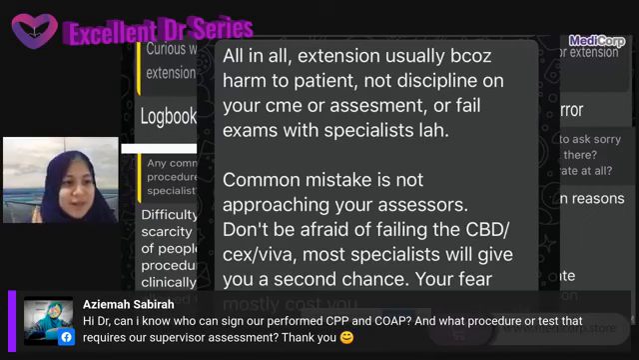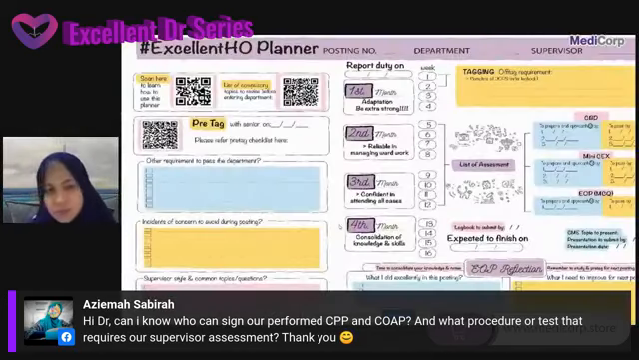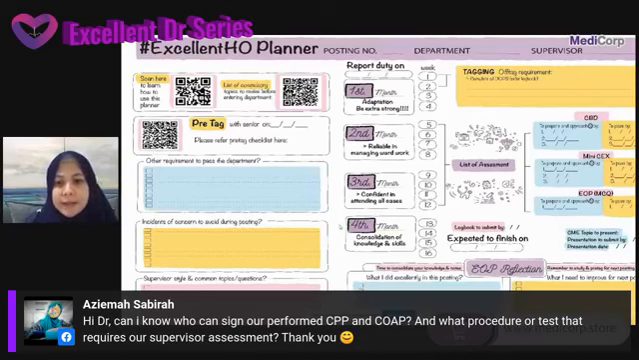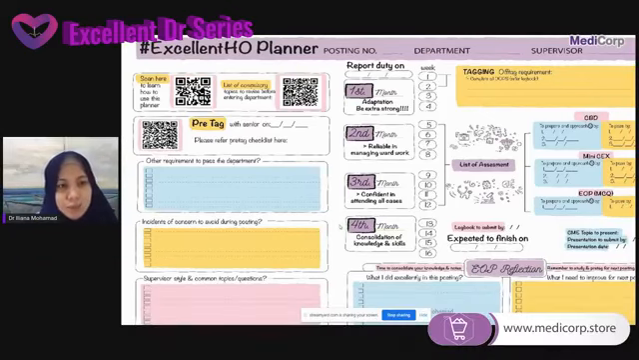A last action plan for houseman. Okay, so this is a bonus for you all. This is the excellent HO planner which Medicorp designed to help house officers plan their posting accordingly.